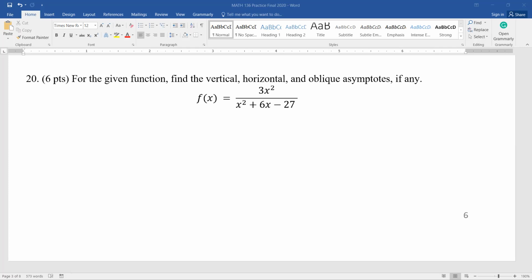For our horizontal asymptotes, remember you're looking at the degrees of both the numerator and the denominator. So since these two degrees are equal to each other, our horizontal asymptote is just going to be y equals the fraction of those two coefficients. So the numerator is going to be 3, the denominator is going to be 1. 3 over 1 is just 3. So our horizontal asymptote is just y equals 3. And there are no oblique asymptotes.